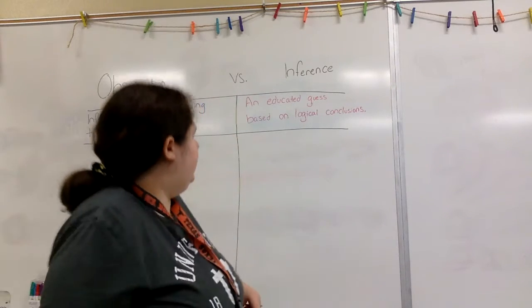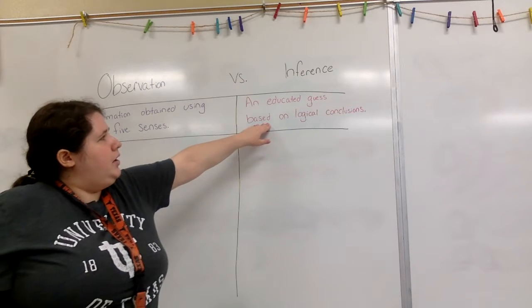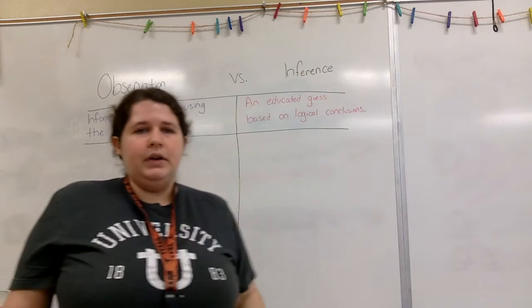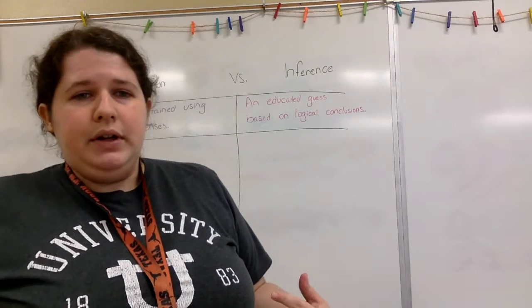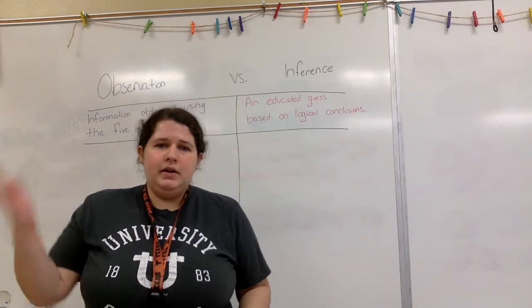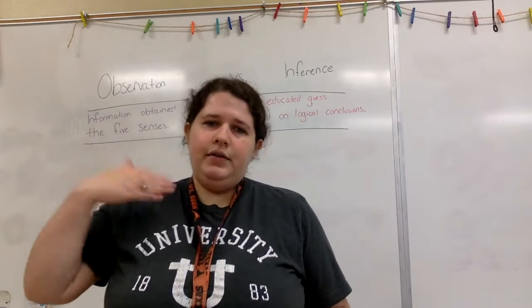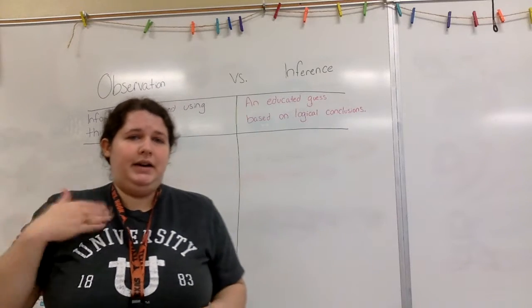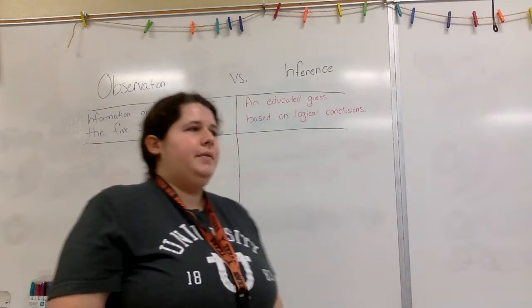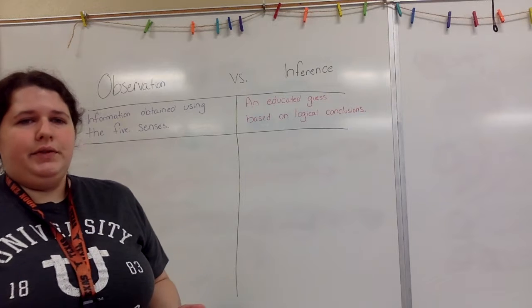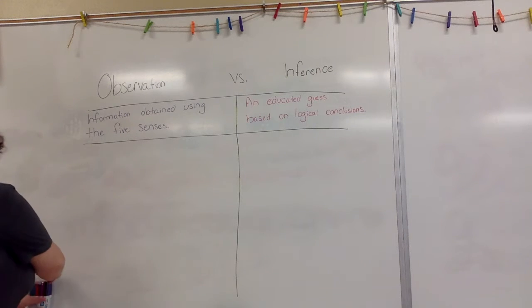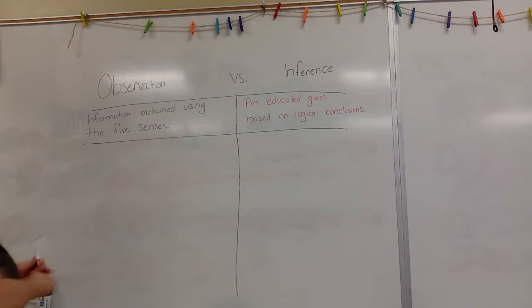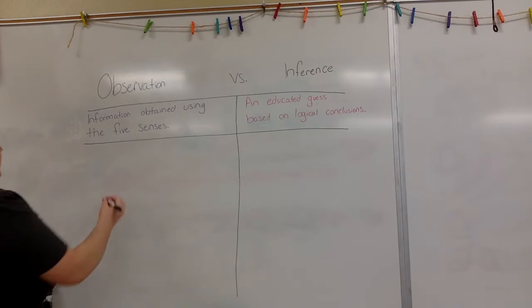An inference, on the other hand, is an educated guess based on logical conclusions from the observations. All right, so for example, an observation might be Miss Schoenfeld is fanning herself. The inference might be Miss Schoenfeld is really hot right now. It is hot in this room. Okay? That would be an example of an observation versus an inference. So let's jot that down. We use different colors for every scenario.